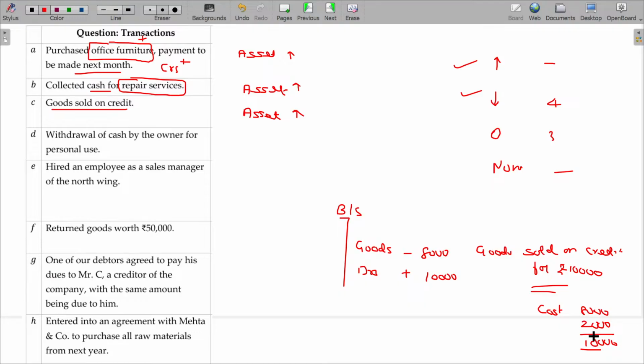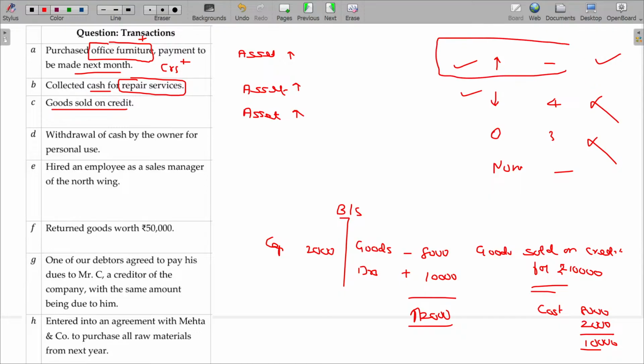Goods will decrease. Stock decreases by 8,000. And debtors increases by 10,000, and capital increases by 2,000. Ultimately, there will be increase in the assets balance by 2,000 rupees. So, no change is incorrect. Decrease is also not correct. I think no one has given the correct answer.